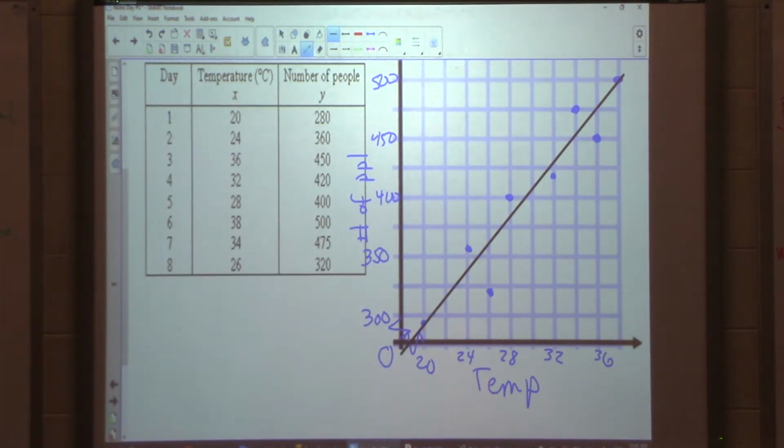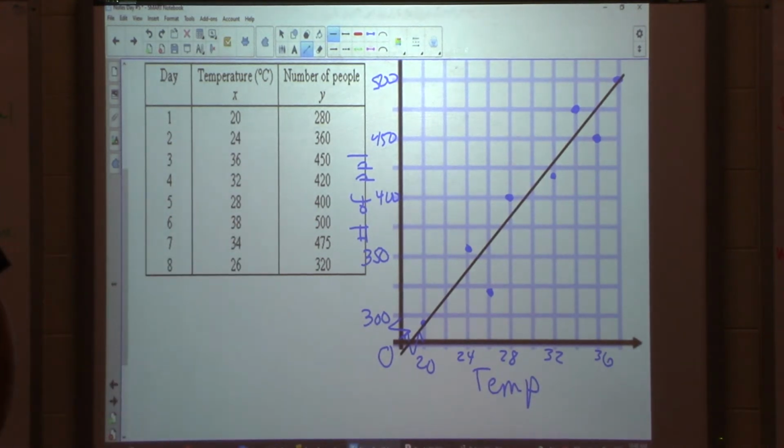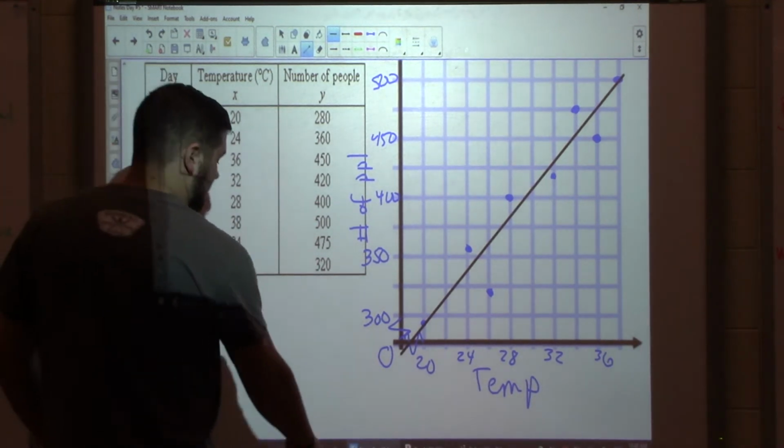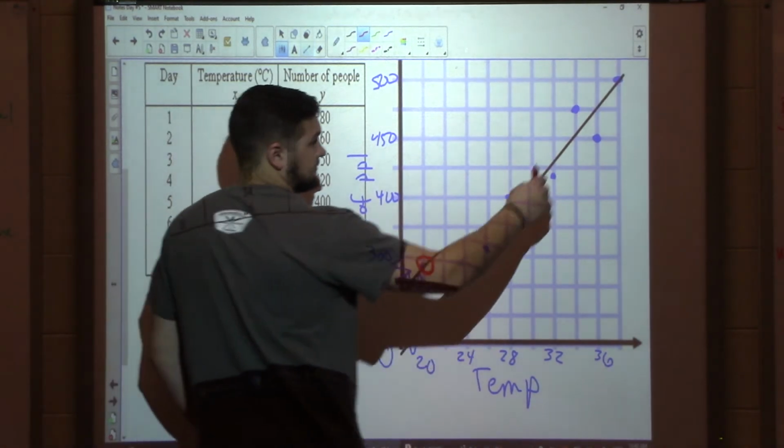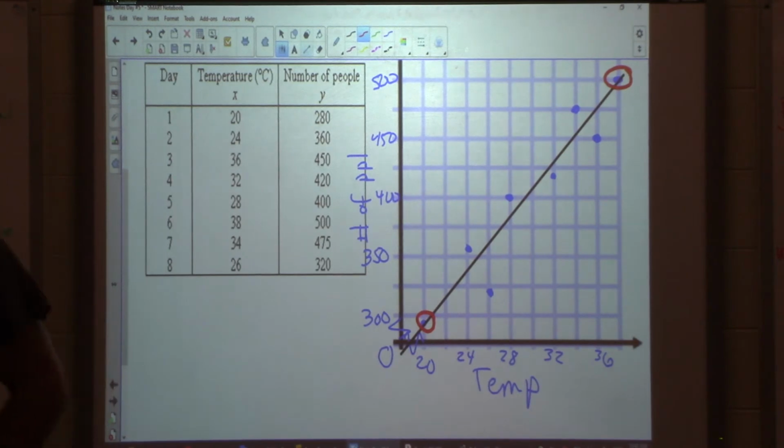Now we're going to show you how to do this in your graphing calculator in a second. So you're not even going to have to do this anymore. But if you don't have a graphing calculator, you got to do it by hand. Right? The scientific ones don't work. So, we're not done yet. Circle the 2 points that we just went through, because we're going to need those to create an equation.